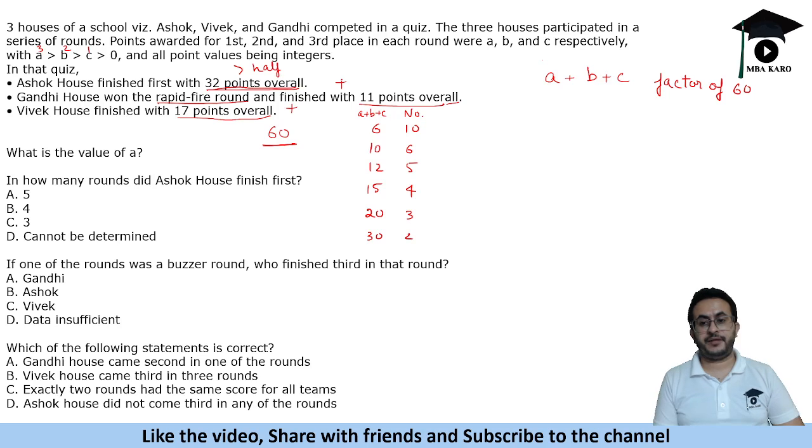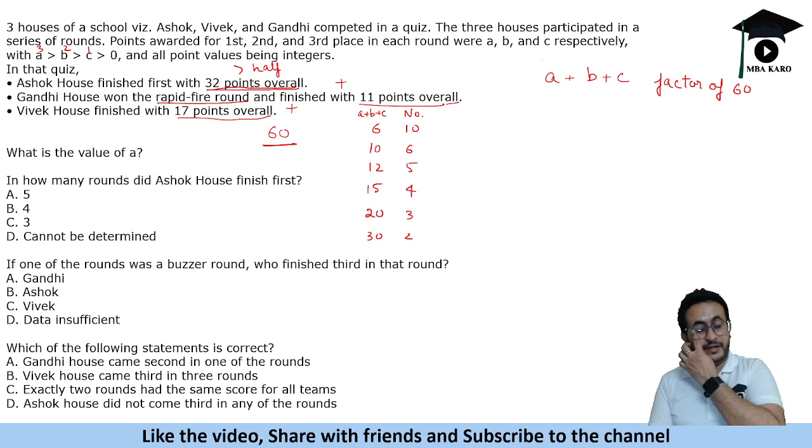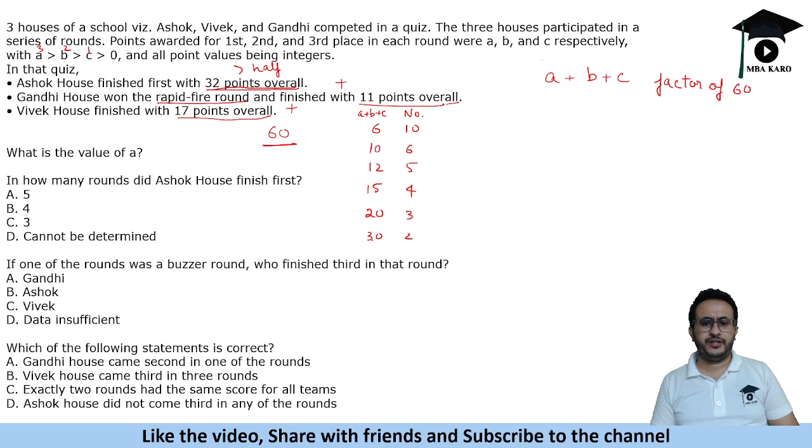So it is winning by more than half of the points. So basically it must have been the winner in most of the rounds. Now if we take, let's say, 30 points, obviously this can easily be eliminated. So A plus B plus C, if we take 30, the winner, and then Gandhi House has to win one of the rounds and should get 11 points. The winner would definitely get, like, A plus B plus C is 30.